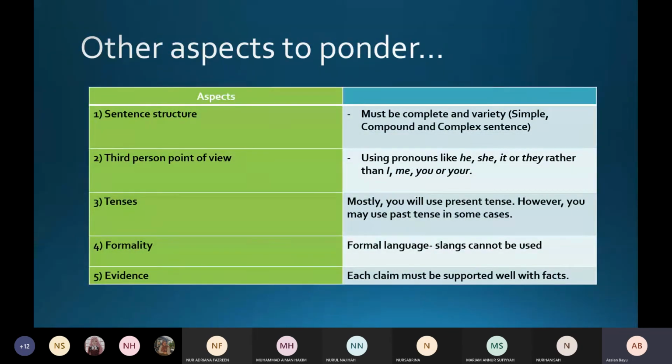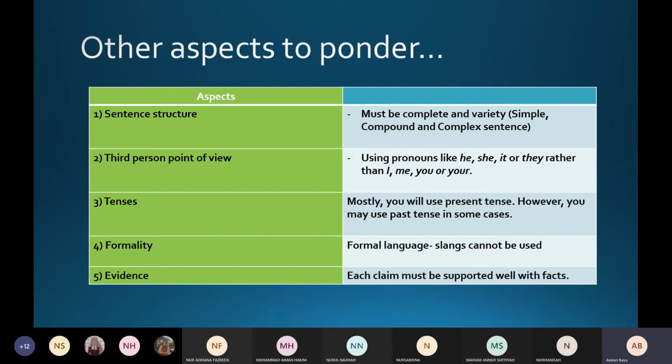You kena look at the sentence structure. Alright, must be complete in a variety. You must use simple, compound, and complex. Kalau guided writing tu you kena guna simple saja. Tapi untuk essay, extended writing, you have to use a variety of sentence structure, which is simple, compound, and complex. Kita akan tengok sikit lagi before kita habiskan kelas hari ini.